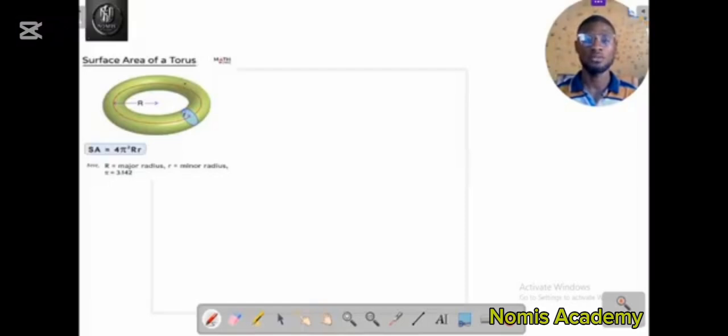What do I mean by a torus? A torus is a donut shaped figure, like what we are seeing on our whiteboard.